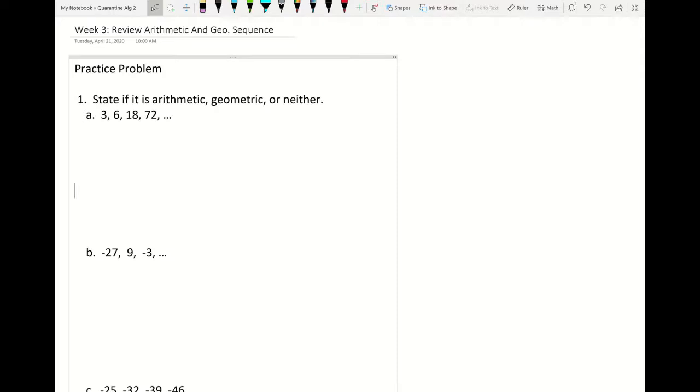This week, you will be quizzed on both arithmetic and geometric sequence. The challenge now is that the problem will not tell you if it is arithmetic or geometric, so you have to first figure out which one it is. Let's take a look at some examples.